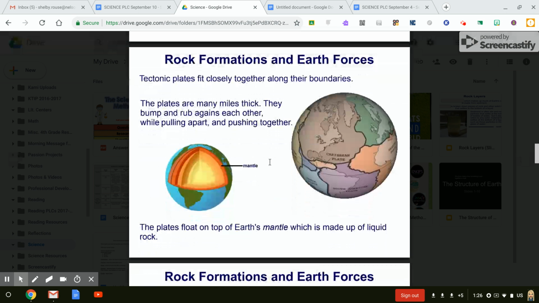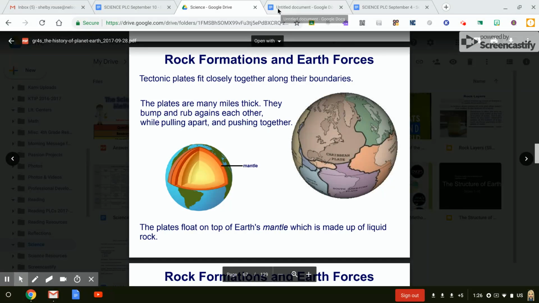Tectonic plates fit closely together along their boundaries. You can kind of think of it like a puzzle piece. The plates are many miles thick. They bump and rub against each other while pulling apart and pushing together.